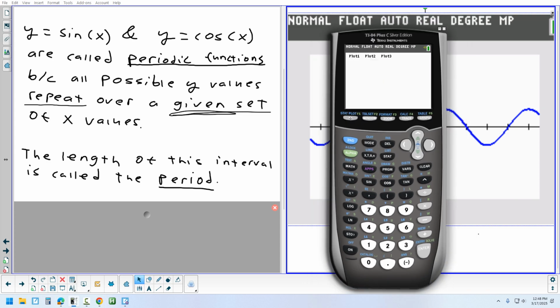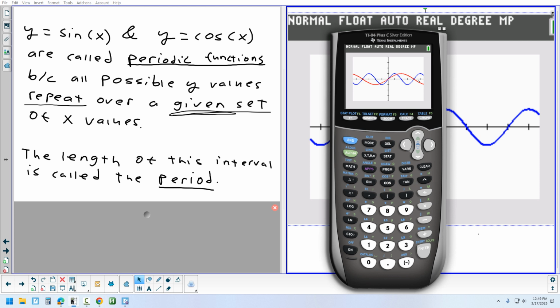I could also do something like this: 0.5x. How does the red one compare to the blue one now? They're wider. The blue is wider. Yeah, it's a lot wider, right? It got stretched out. So now the distance you have to travel to do one full cycle is longer.